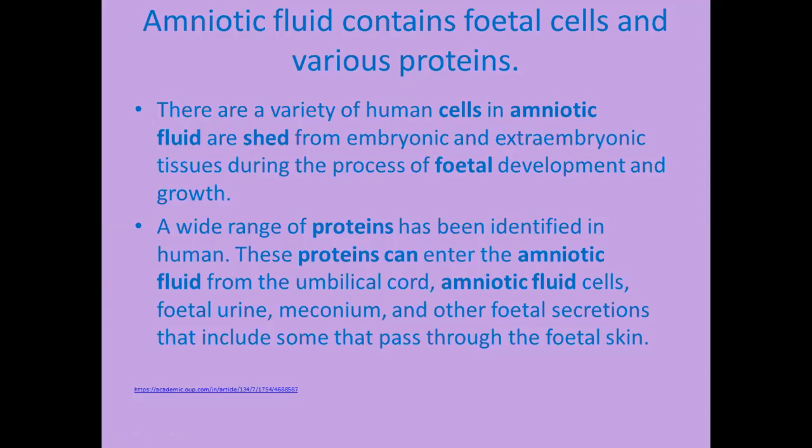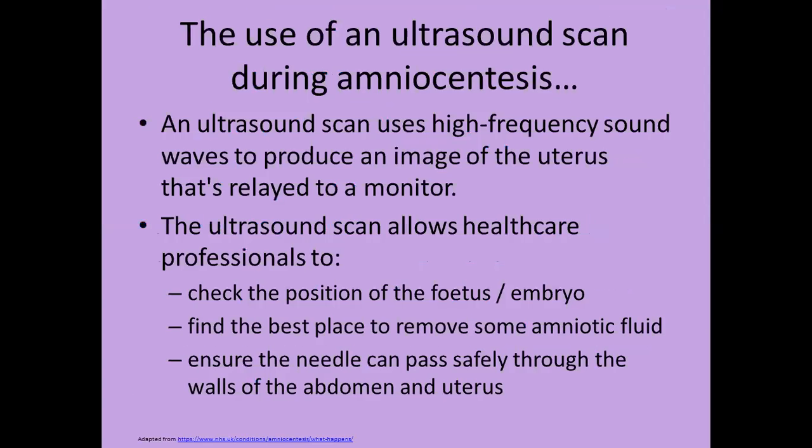So genetically, these cells and the proteins that are in the amniotic fluid can give some indication of various aspects of the embryo. In addition, there are also certain proteins produced by the embryo, some of which are able to pass into the amniotic fluid from the umbilical cord. There's also fetal urine, something called meconium, which we'll talk about later, hopefully, and other fetal secretions, some that pass through the fetal skin. So they are all in that amniotic fluid.